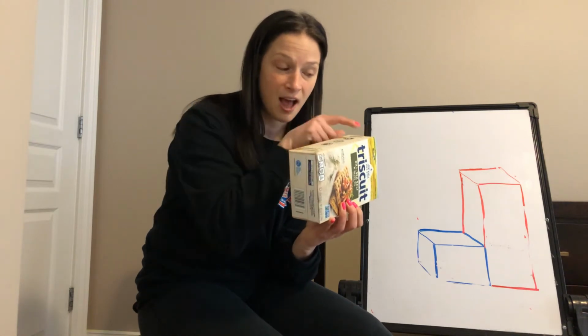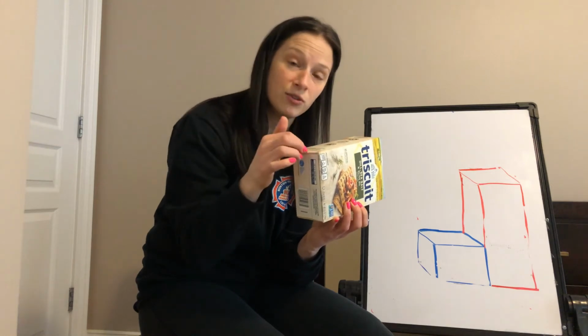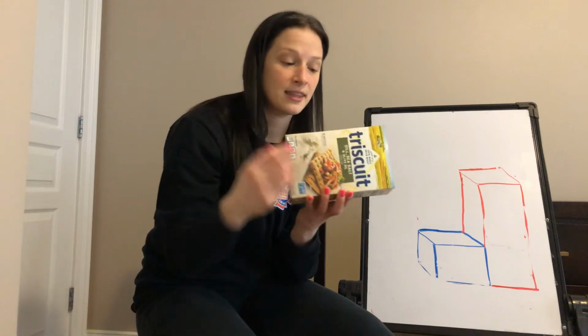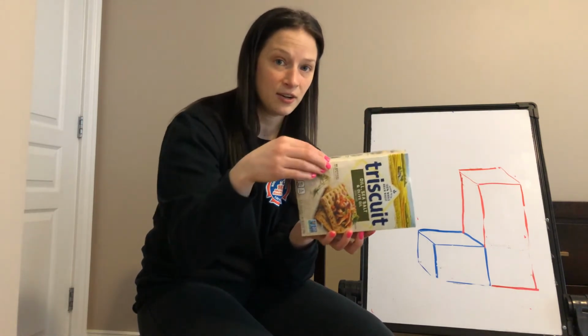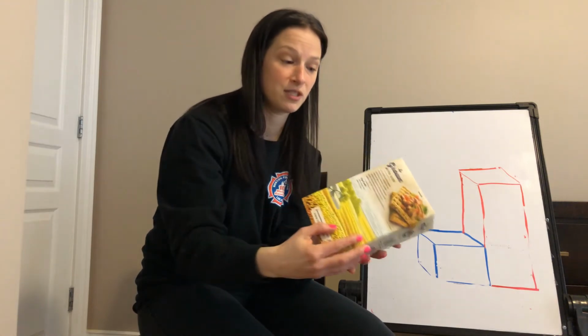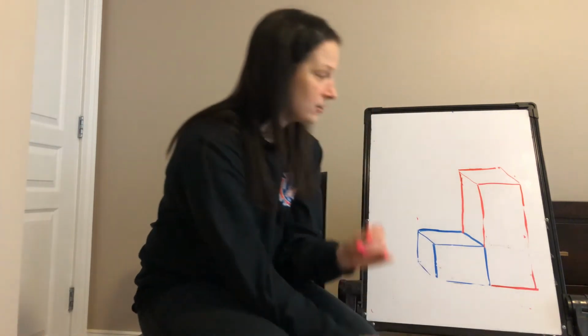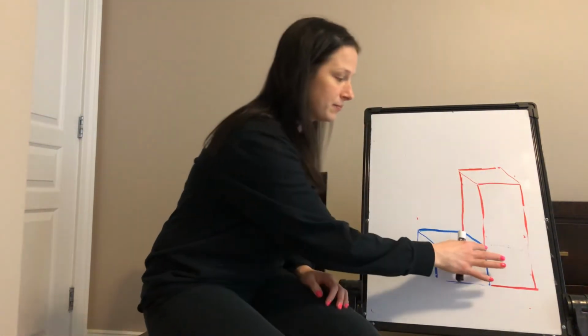Then we have the length and then the opposite length. They're going to be the same exact measurement. So if I give you that this is 2 inches, this is automatically 2 inches. And then the same thing with the width. The width here is the same as the width here, and the same as the width here. So opposites are equal. Important to remember, okay?